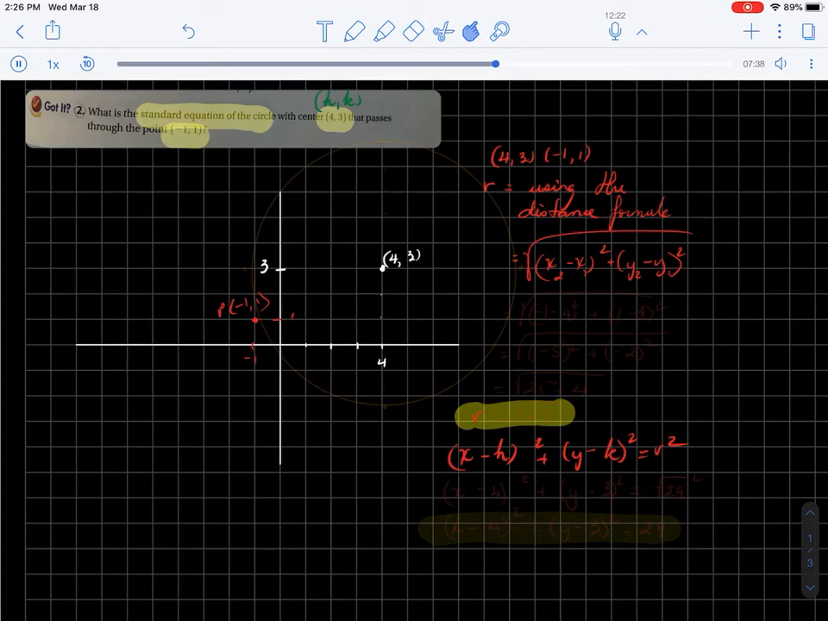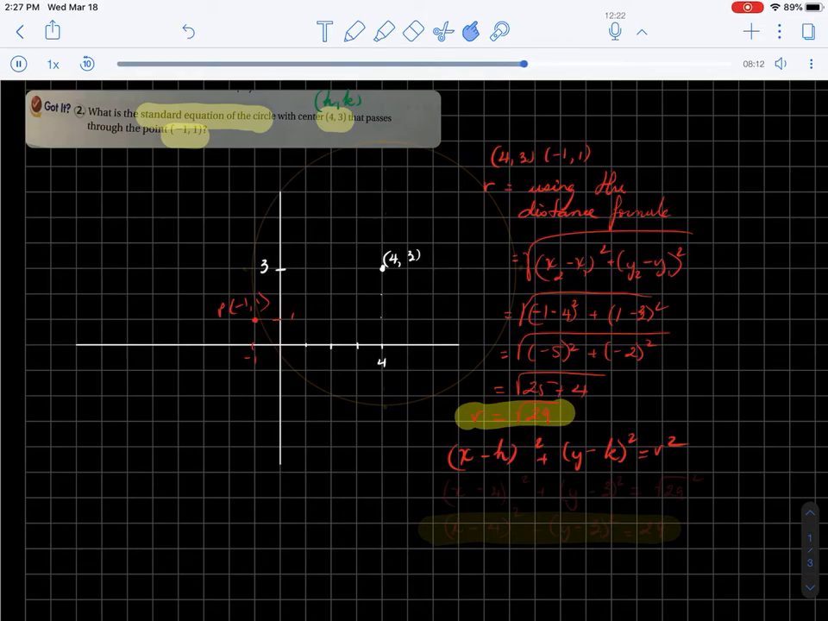It does not matter which one is the x2 and which one is the x1. I'm going to have -1 minus 4, squared, plus 1 minus 3, squared. I am going to reduce it into -5 squared plus -2 squared. That should give me 25 plus 4 equals square root of 29.